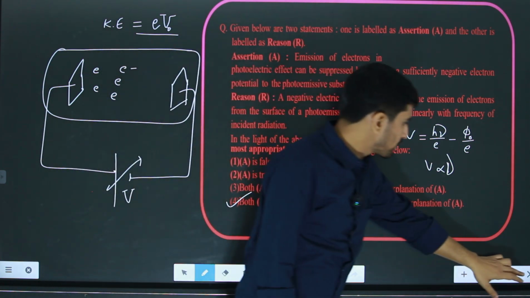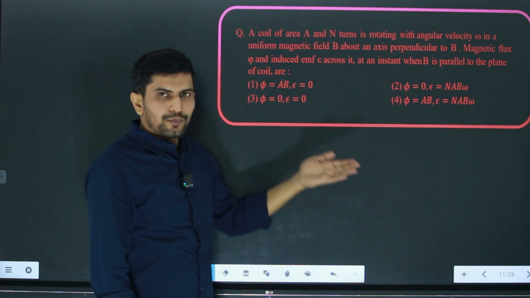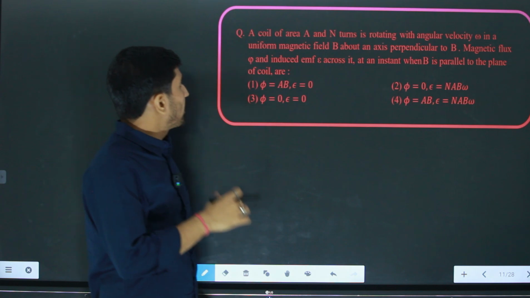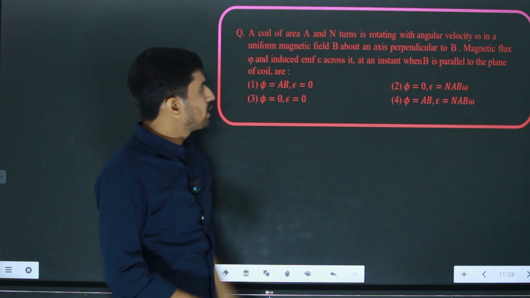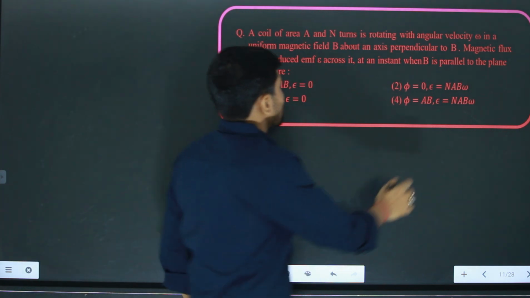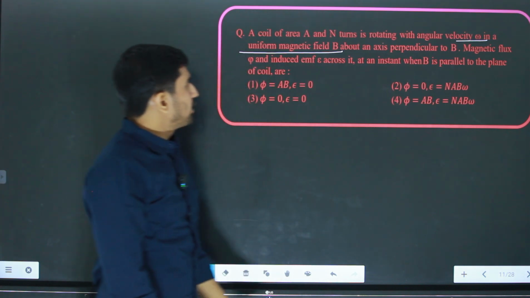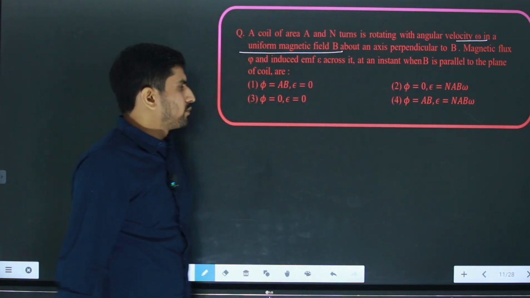Now go to the next question. This question is from electromagnetic induction, okay? Let's read the question. There is a coil whose area of cross section is A, it has n number of turns, okay? And the coil is moving with some angular velocity omega in a uniform magnetic field B about an axis which is always perpendicular to B.